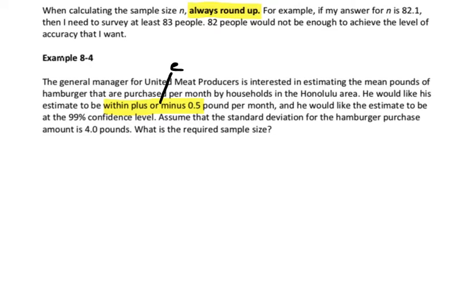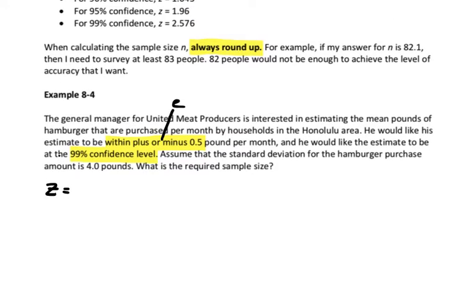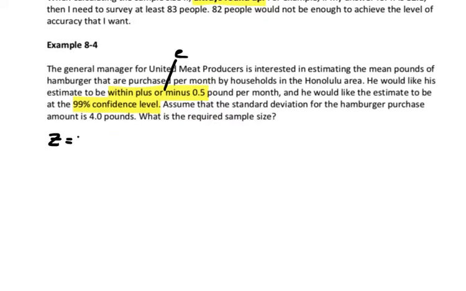He would like the estimate to be at the 99% confidence level. So that tells us that my value for z, if I go back up here and look, is 2.576. And we can assume that the standard deviation for the hamburger purchase amount is 4.0 pounds. So that's going to be my value for sigma. What is the required sample size?